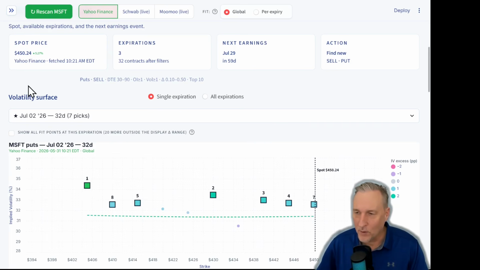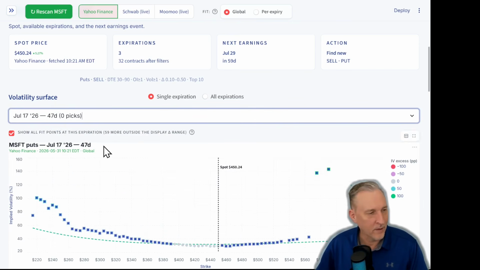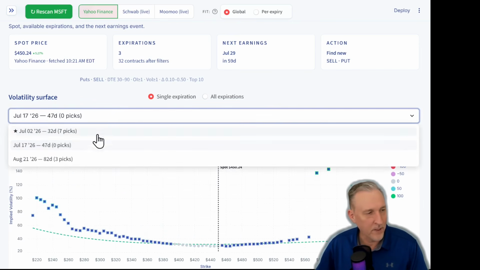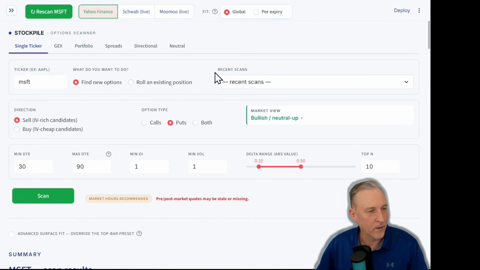I'm going to show you 3 ways to find puts to sell. First, there's this scanner. You can see just the delta range you set up or the complete curve, and you can look at different expirations that fit your filter criteria that you configured above.